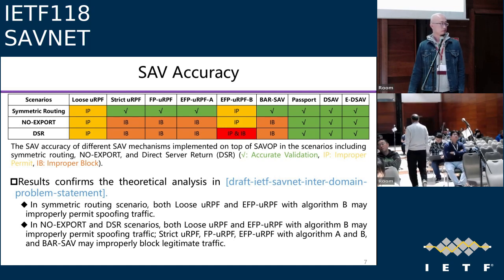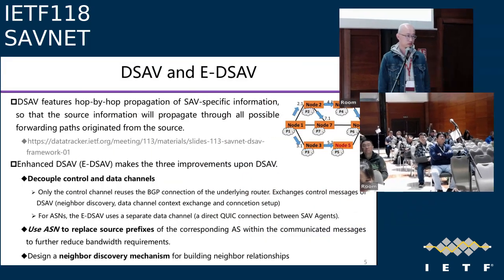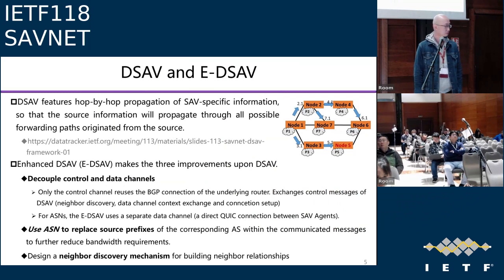Sure, thank you. You have mentioned that EDSAV uses a separate control channel and data channel. What I want to ask is what kind of content is being transferred by the data channel? As I understand, there are not many messages to transfer between nodes, because all the information should be control related information. So why do you divide the channel into two kinds?